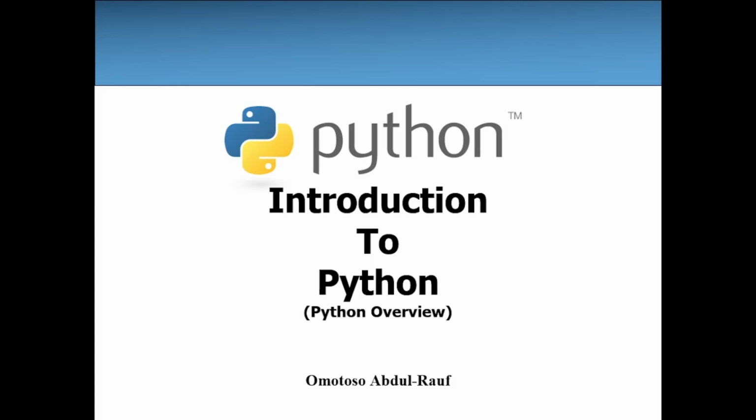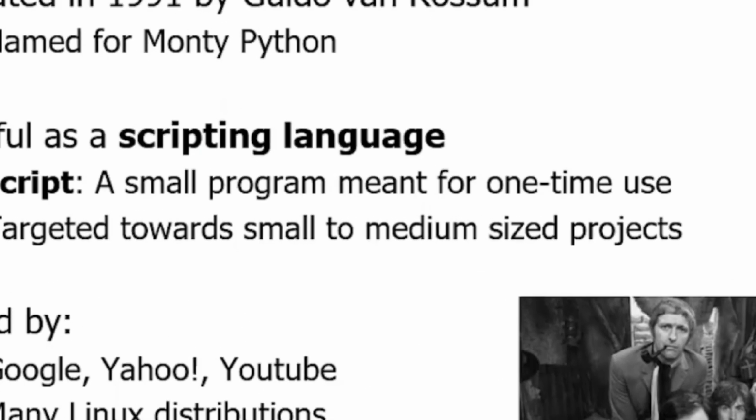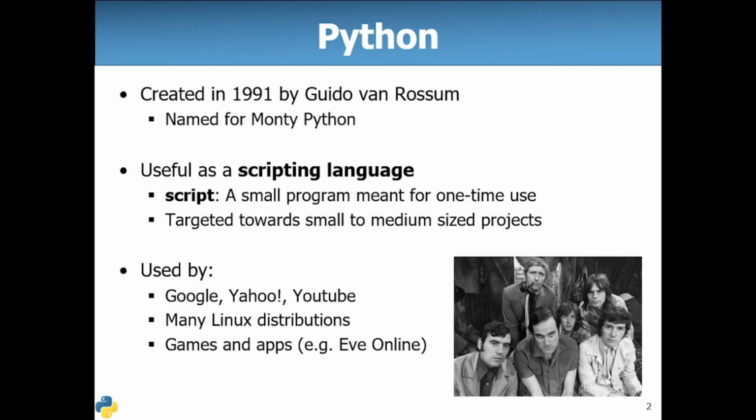Now, first of all, Python was created in 1991 by Guido van Rossum. Also, Python was named after Monty Python. Python is a scripting language because it's a high-level programming language. And what do I mean by scripting language? A script is just a small program meant for a one-time use. So it's targeted towards small to medium-sized projects. Python can work for small projects and medium-sized projects.